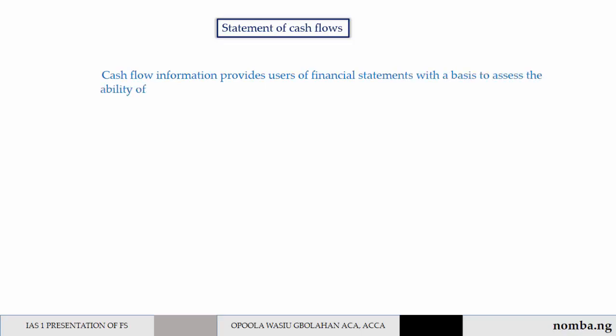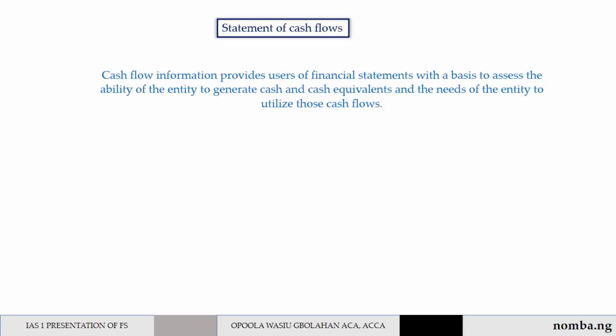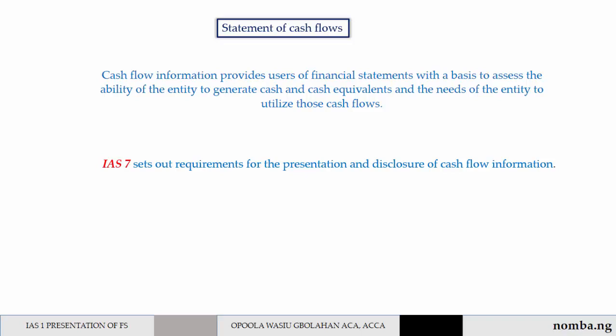The statement of cash flows. Cash flow information provides users of financial statements with a basis to assess the ability of the entity to generate cash and cash equivalents and the needs of the entity to utilize those cash flows. IAS 7 sets out requirements for the presentation and disclosure of cash flow information. We will look at statements of cash flows in detail in a later video, not now. And we have the notes to the financial statements.